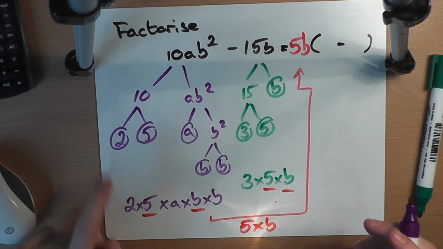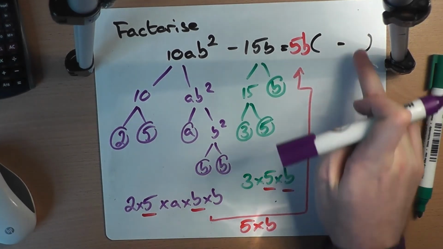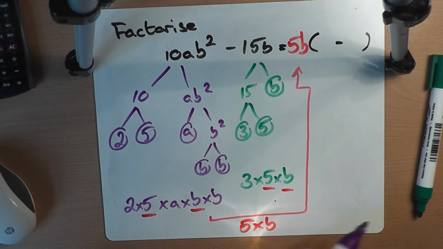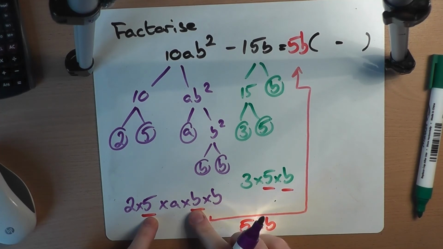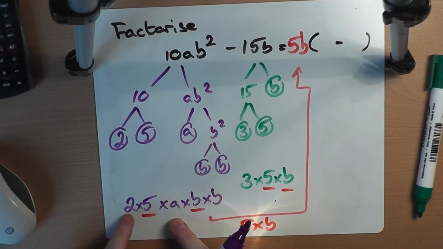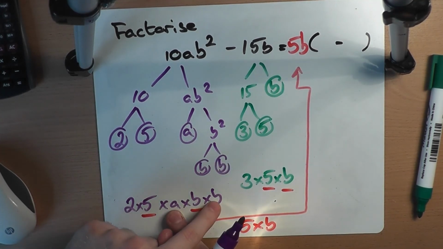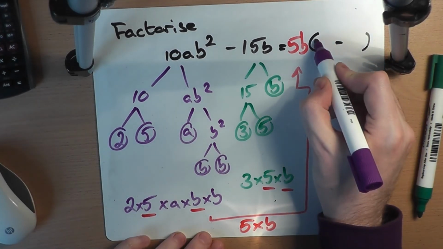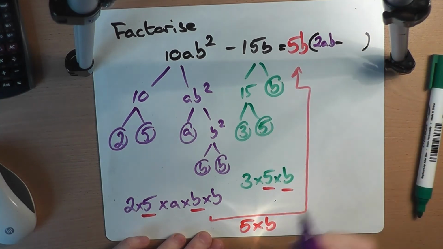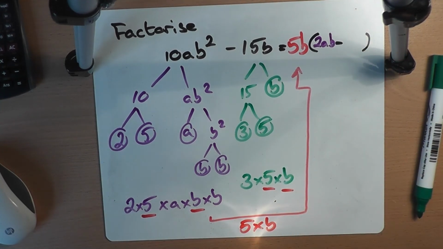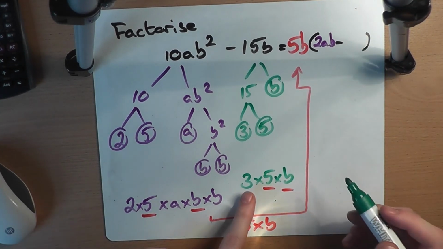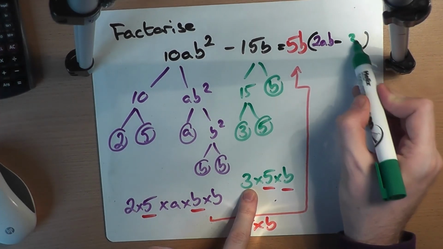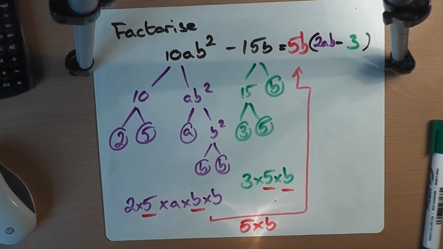The stuff that's left from this purple one goes in the first space, the stuff that's left from the green one goes in the second space. So after we've taken the 5 and the b out and used them on the outside of the bracket, what we're left with is a 2, an a and a b. They are still all being times together. So 2 times a times b will be 2ab. And in the second space, the stuff that's left is just a single 3. So that's going to have to go in the second space.